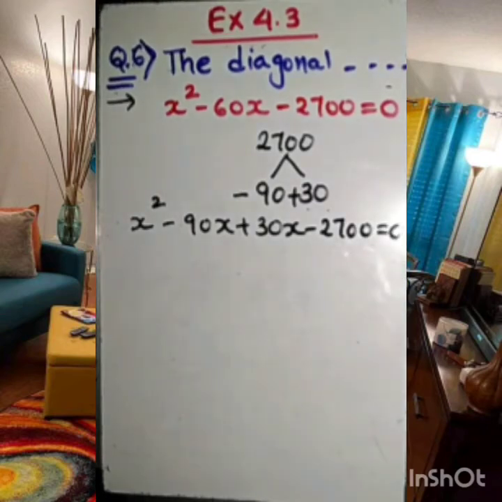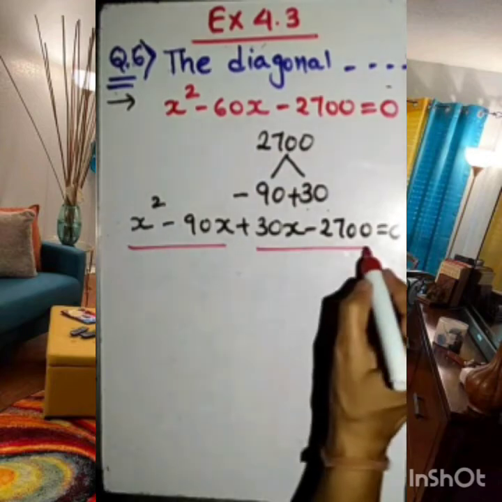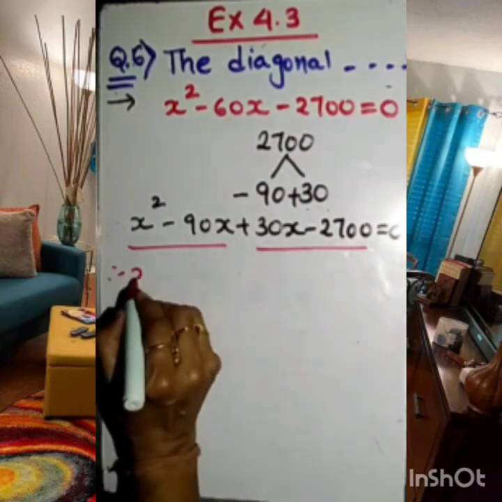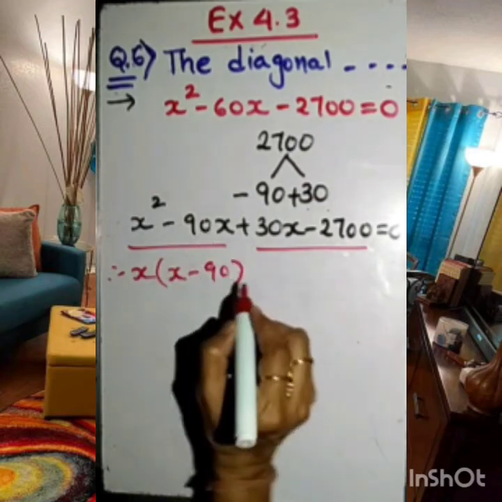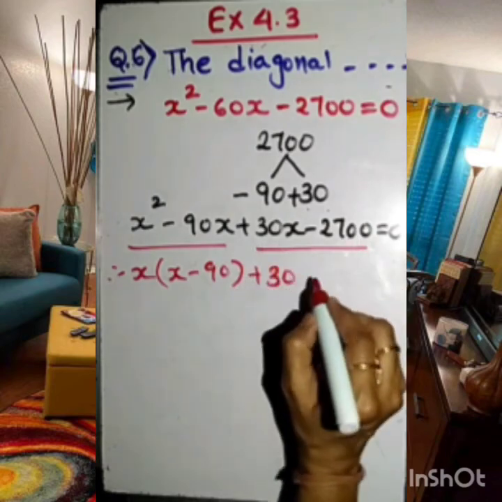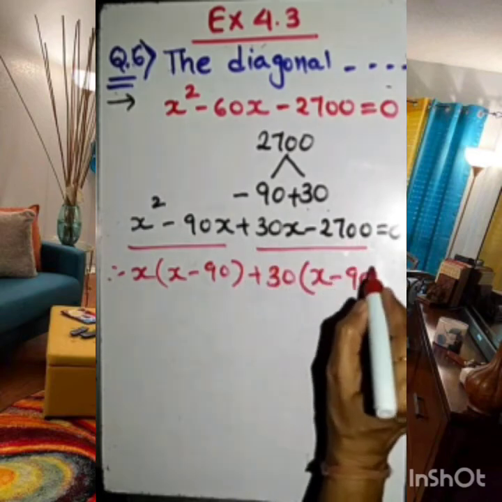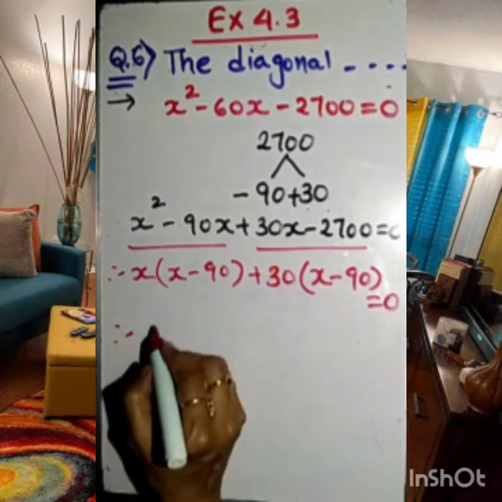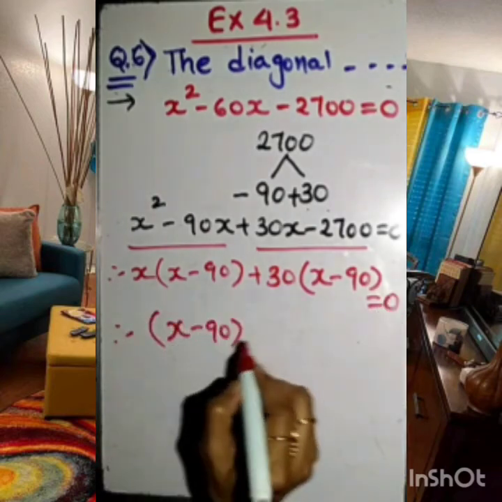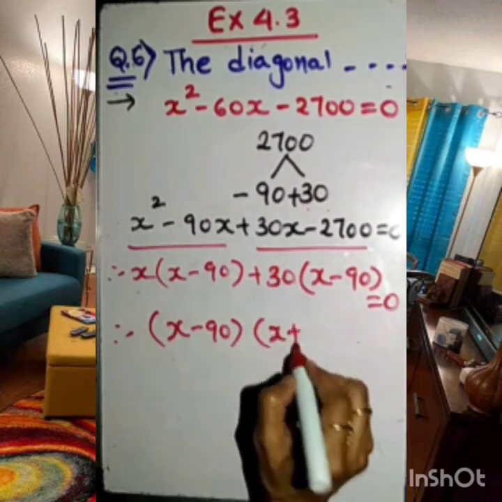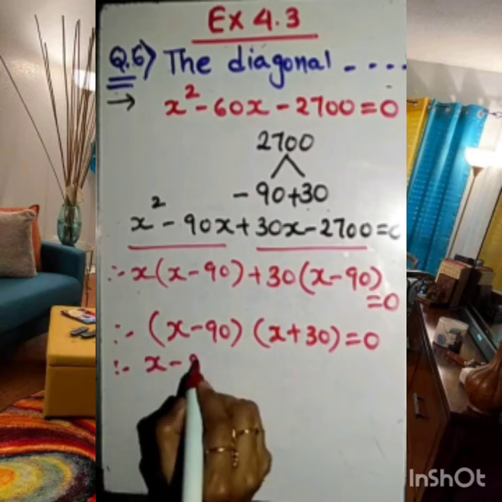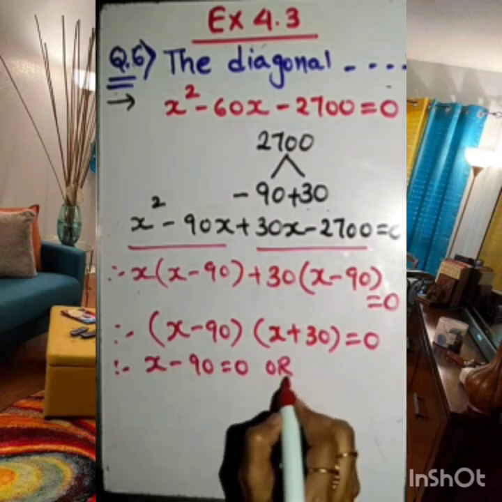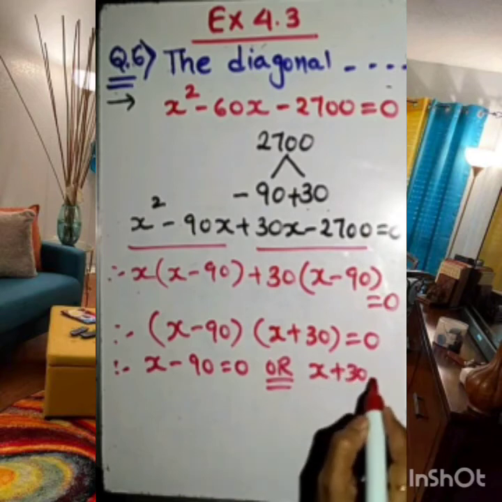So let me make pairs. Which pair am I talking about? I am separating these two terms and taking x common. So x minus, here what should I write? 90. From these two terms 30 is common, so I need to write x minus 90 equal to 0. So the first factor is x minus 90, and another factor is x plus 30 equal to 0. Therefore, x minus 90 equal to 0 or x plus 30 equal to 0.